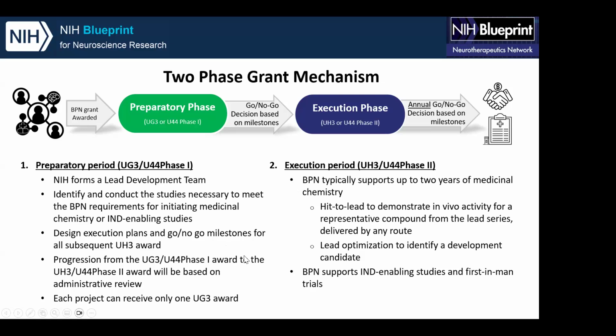The progression is an administrative progression. So when we decide to go from UG3 to UH3 or U44 phase 1 to U44 phase 2, you don't have to go back to a whole review panel. It's the administrative review within NINDS and the programmatic staff, as well as the NINDS director or the director of the other IC if it's being funded there. You can only receive one UG3 under the grant, so I can't extend the UG3 a second time. You would have to apply for a new grant if that was the case.